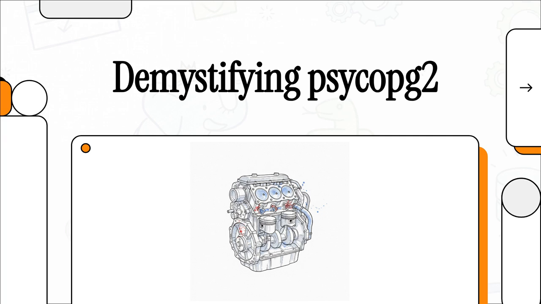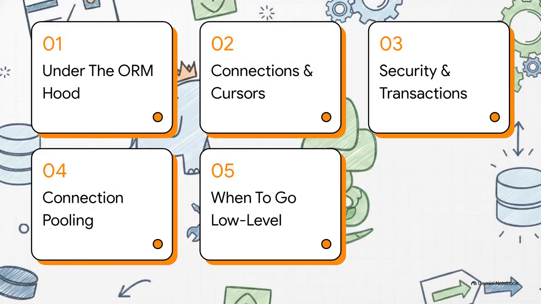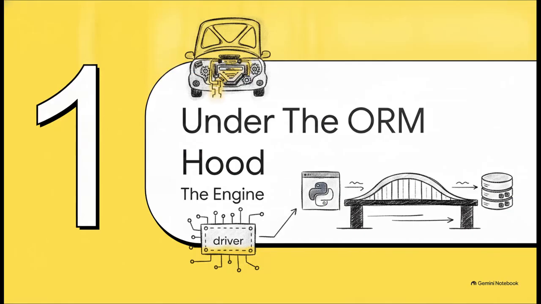So in today's explainer, we're going to pop the hood and absolutely demystify the raw engine that actually makes your favorite Python database tools run. Here is our roadmap for today's explainer. We're going to cover under the ORM hood, connections and cursors, security and transactions, production connection pooling, and finally, when to go low level. We're taking you from the familiar abstractions you're used to straight down to the raw metal of database communication. Let's kick things off with Section 1, under the ORM hood.